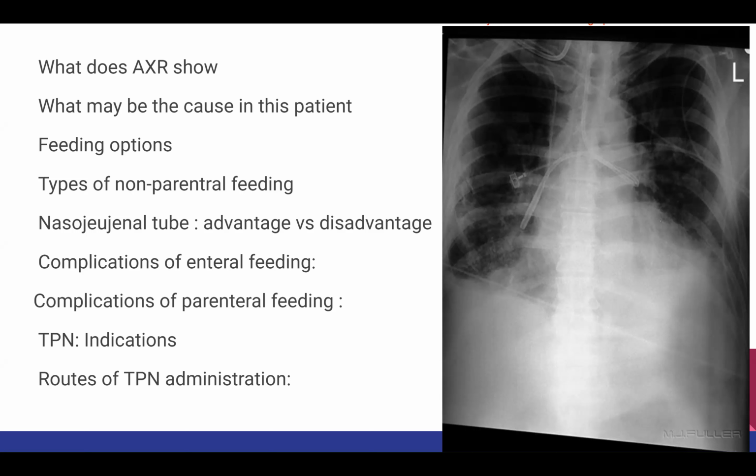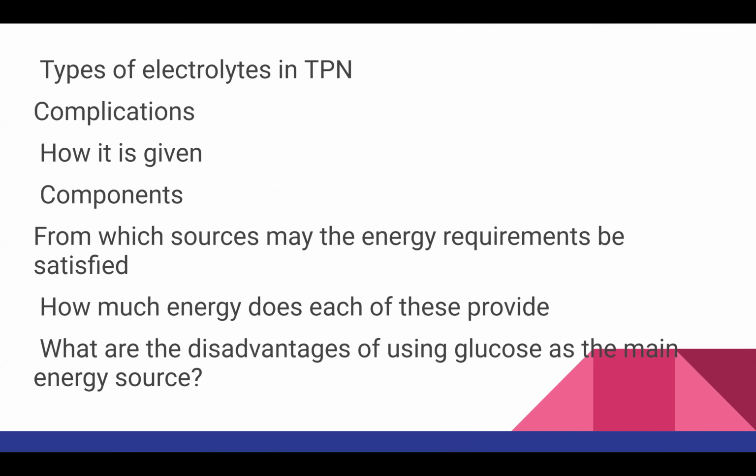And what are the different routes by which TPN is administered? Via the central line, through the internal jugular vein, the subclavian vein, or the femoral route. Okay, so what are the different electrolytes used in TPN? Sodium, potassium, chloride, magnesium, and phosphorus. Okay, and calcium.